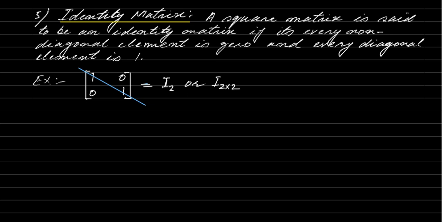In the same way, identity matrix of 3 by 3 order: 1 0 0, 0 1 0, 0 0 1. This is identity matrix of 3 by 3 order, and it is denoted by I3 or I 3 by 3, and so on.